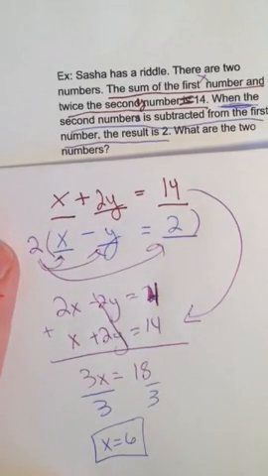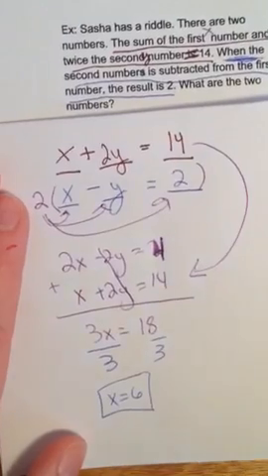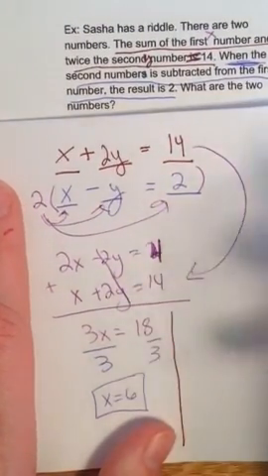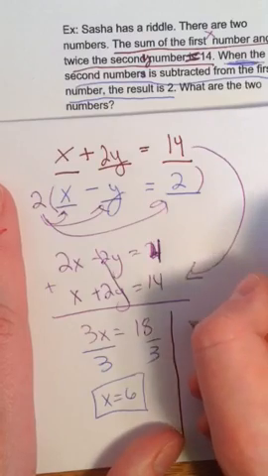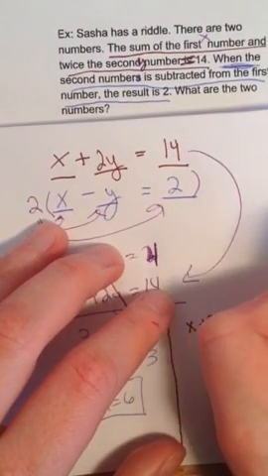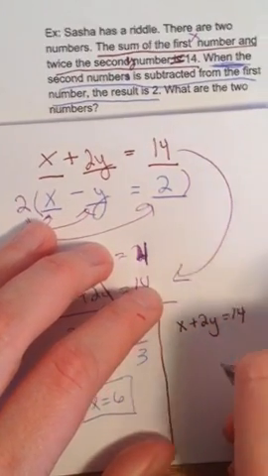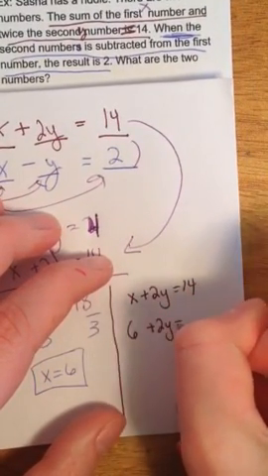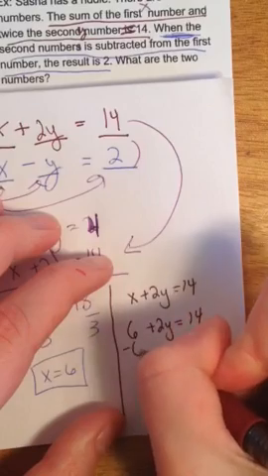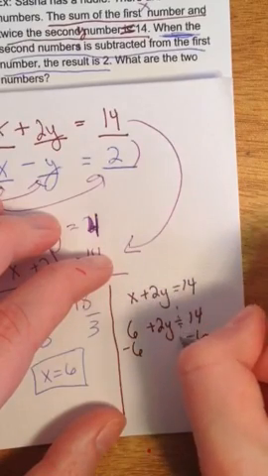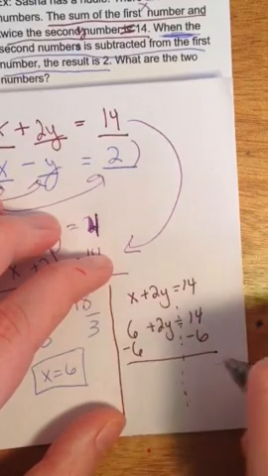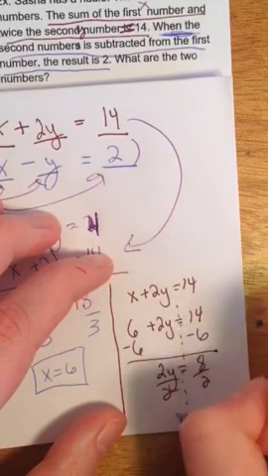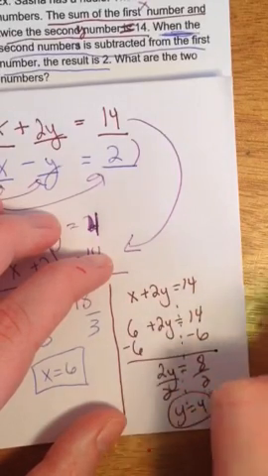Okay. Now that I know what x is, how do I find out what y is? Remember, you take one of your equations, and I'm going to take the top one just for easy's sake. Remember, x is 6, so I'm going to plug in 6 plus 2y equals 14. Subtract 6 from both sides. If you like your dotted line, you can do that. So I get 2y equals 8, divide both sides by 2, and y equals 4.